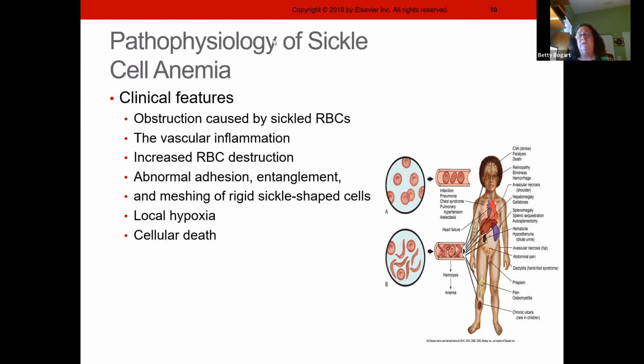Again, if these children's hemoglobin and hematocrits are low, you're not getting oxygen and nutrition, et cetera. So it's that local hypoxia and just tiredness, and your body needs oxygen.